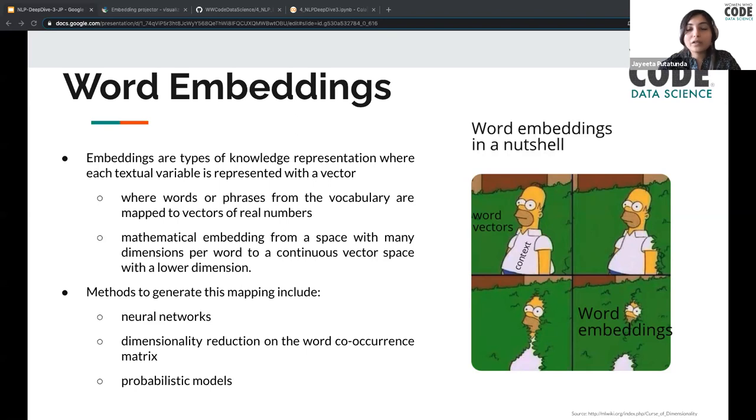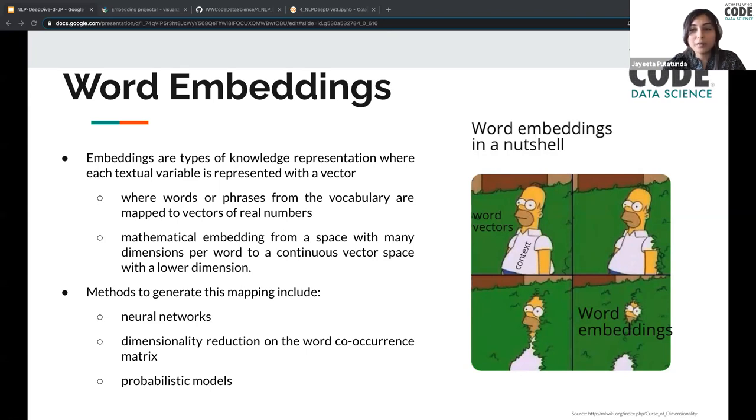Here, conceptually, it involves a mathematical embedding from a space, and all the dimensions of a particular word would be mapped into a vector space. We will look at what vector space is in just the next few slides. So how can we do it, or how can the methods be included?